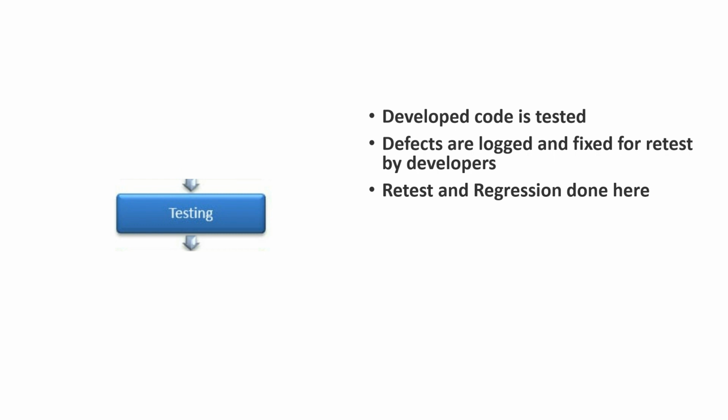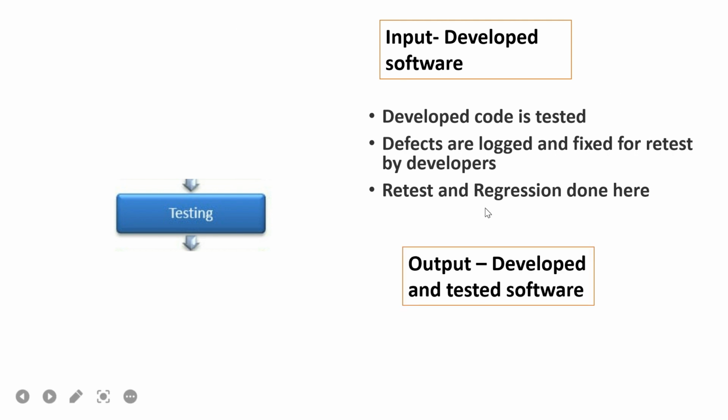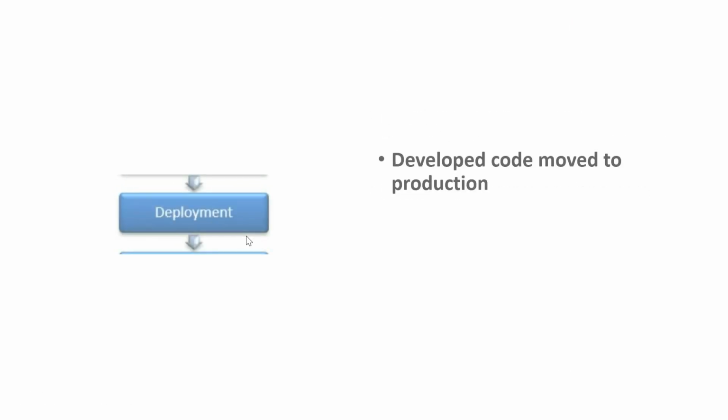So now in this testing phase, with the developed software as an input, you will test the complete software, report any bugs, do retesting, do regression testing, and all sorts of testing activities will be done here in the testing phase. The output of this phase is developed and tested software. Now going to the next one.